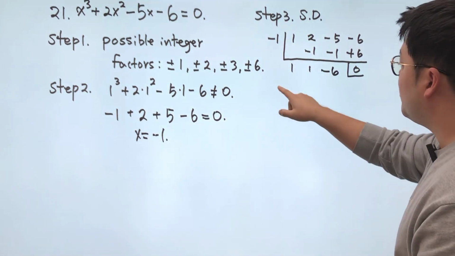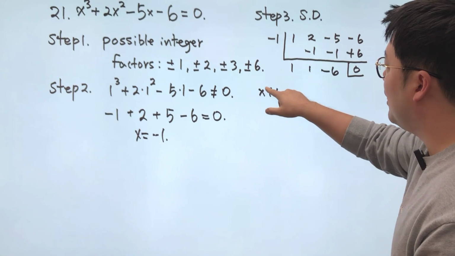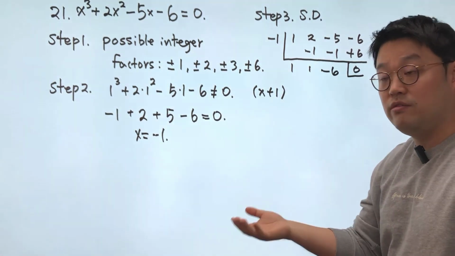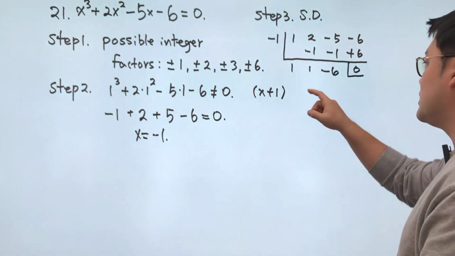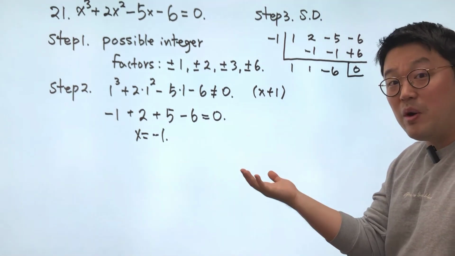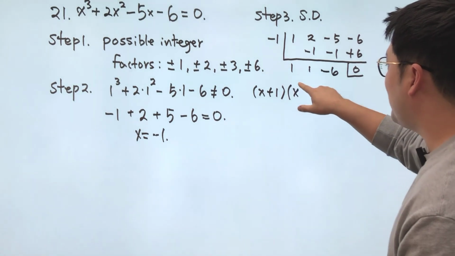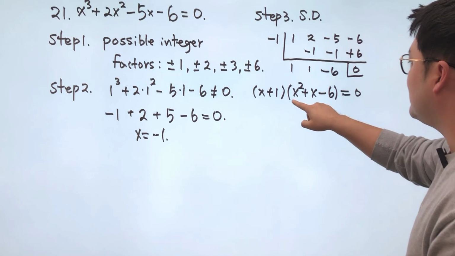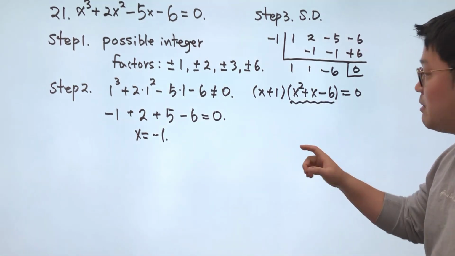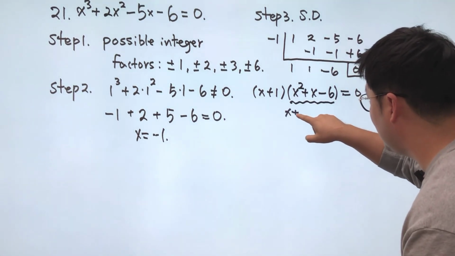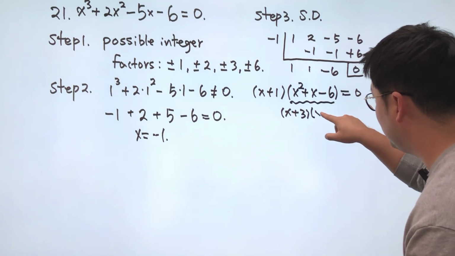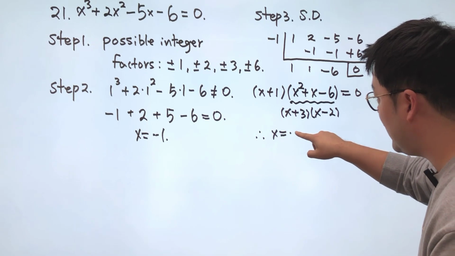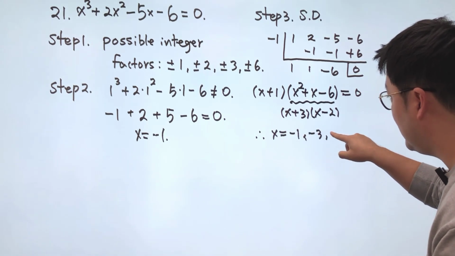So the next step is to write down x plus 1 times whichever numbers become the coefficients of the quotient, not the dividend. So we get x squared plus x minus 6 equals 0. And you know that this can be further factorized into x plus 3 and x minus 2. So if you further factorize, we end up getting x equals -1, -3, and 2.